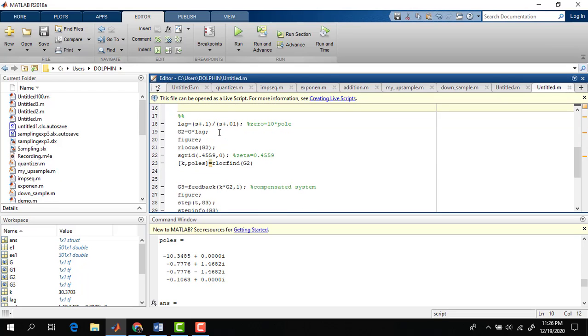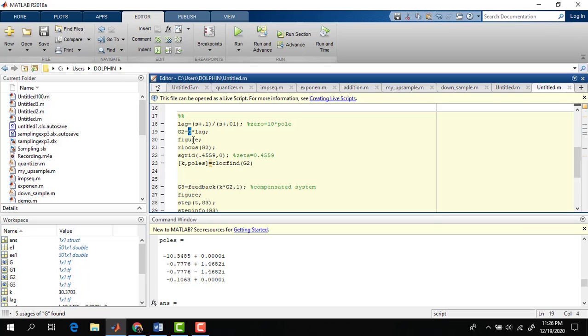So we already know the values of Z lag and P lag. You can see that the P lag is 0.01 and the Z lag is 0.1. So now we have the compensator system, and that is, as I have said, the multiplication of the original transfer function and the transfer function of the compensator, which is named as lag.